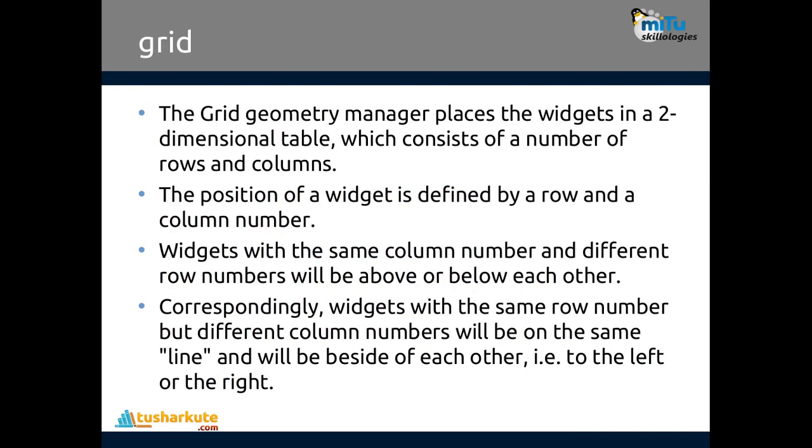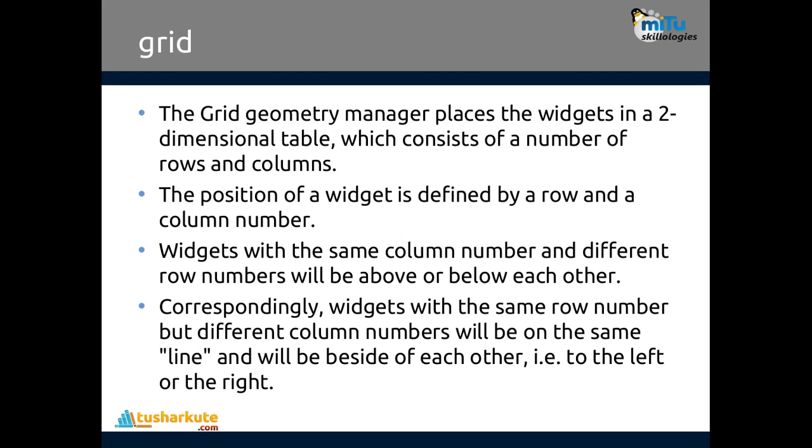And the third one is the grid geometry manager, which places the widgets in a two-dimensional table consisting of a number of rows and a number of columns. The position of a widget is defined by the row and the column number. Widgets with the same column number and different row numbers will be above or below each other. Correspondingly, widgets with the same row number but different column numbers will be on the same line, beside each other, that is to the left or the right.